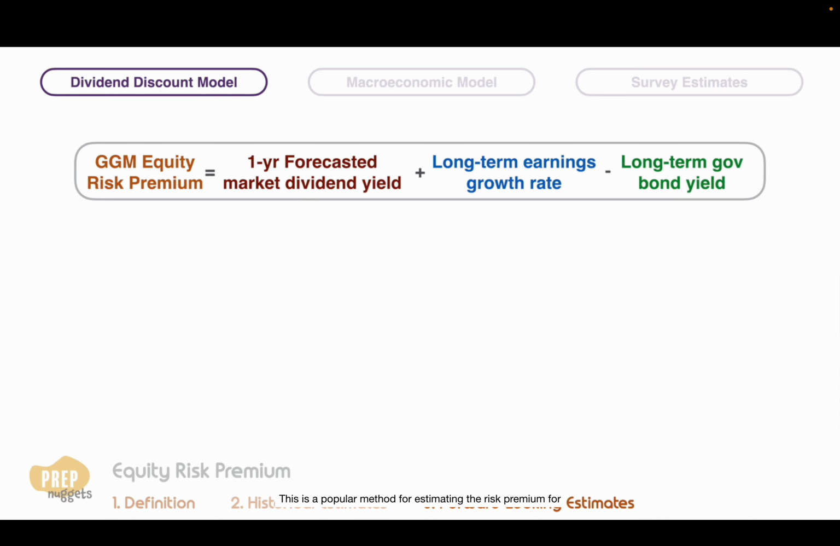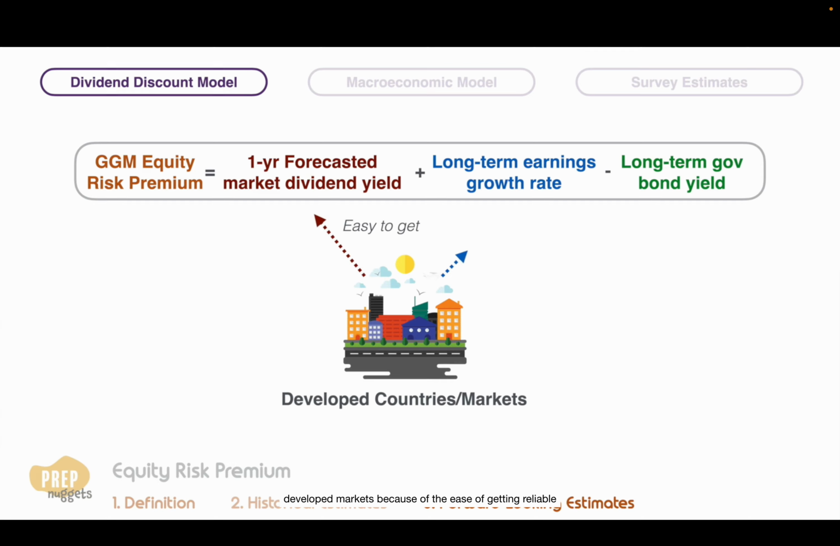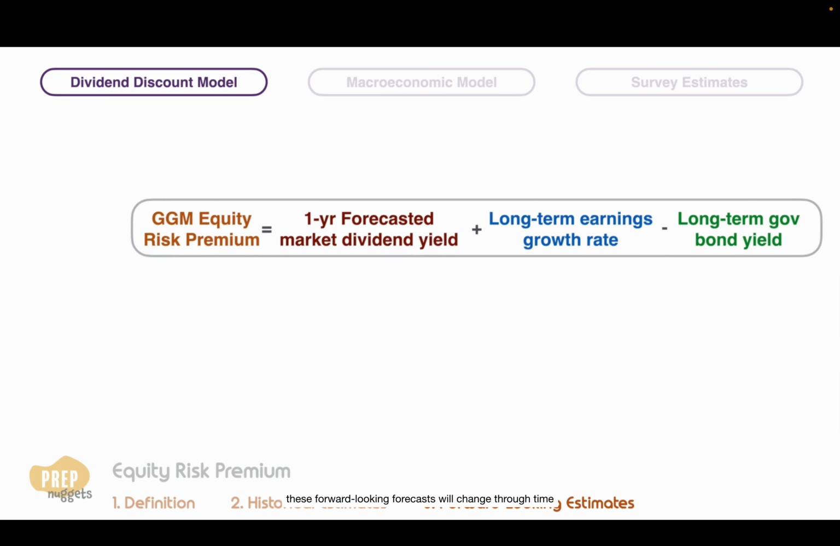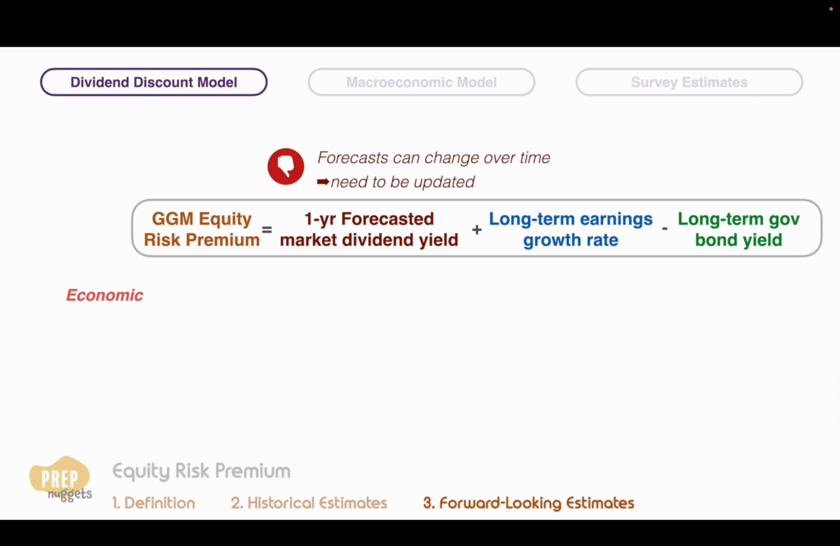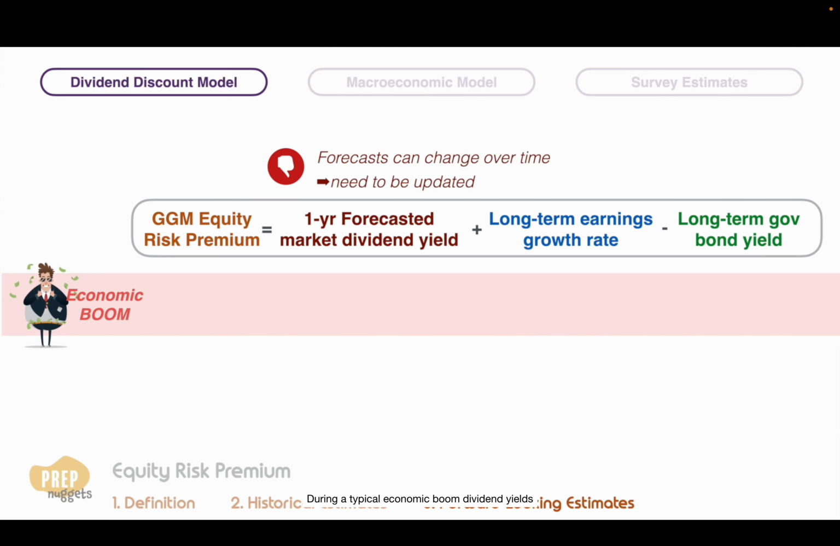This is a popular method for estimating the risk premium for developed markets because of the ease of getting reliable forecasts of dividend payments and earnings growth rates. However, one weakness of this approach is that these forward-looking forecasts will change through time and need to be updated. During a typical economic boom, dividend yields are low and growth expectations are high, while the opposite is generally true when the economy is less robust.